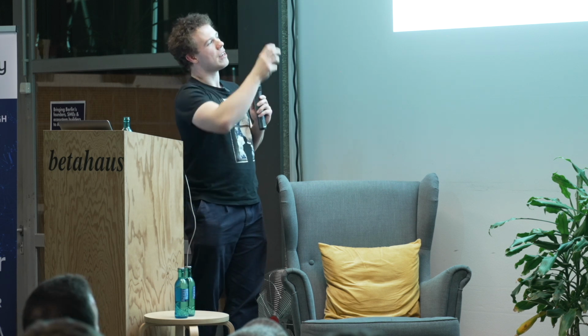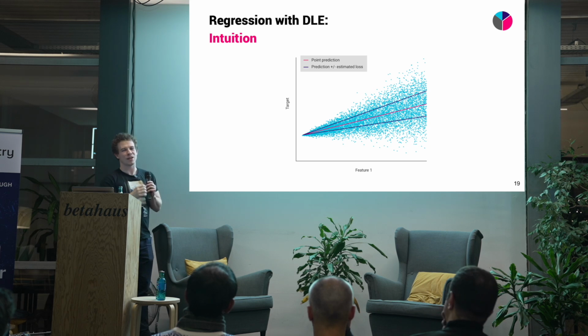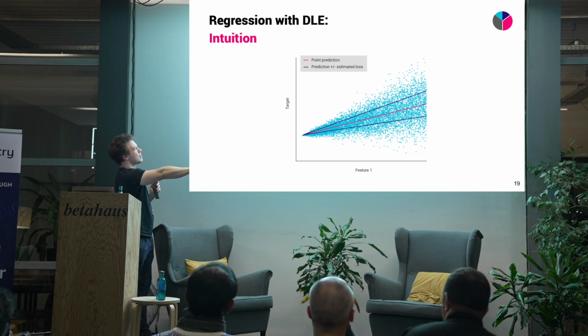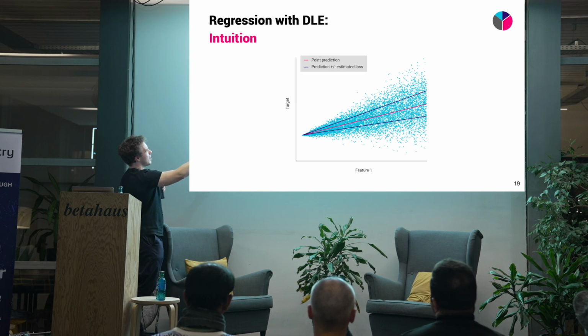But you also see that there is a different kind of relationship here: as feature 1 increases, the dispersion of the target also increases. So on the left side, the target is very concentrated, on the right side, the target is very dispersed. And if you look at the expected difference between the pink line and the data points, this is your error. This is your squared error that you calculate.